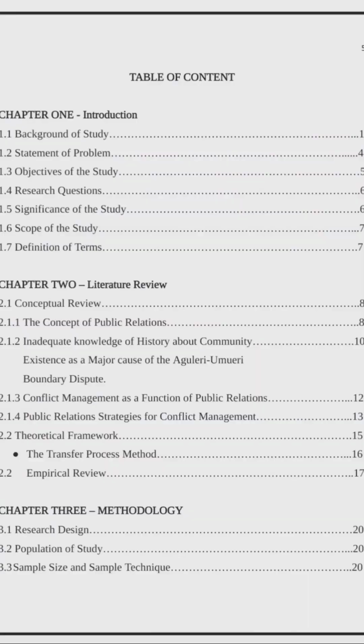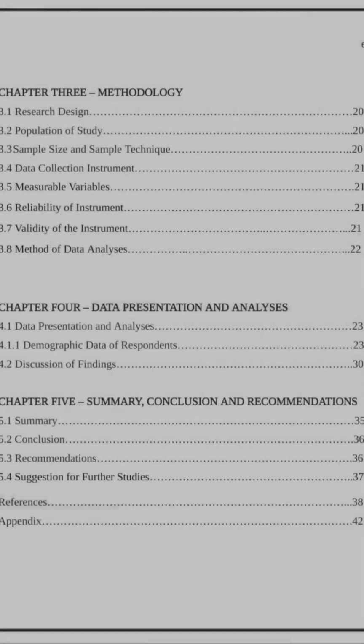So it is in this table of content that you will see the components that are in chapter 1, the components that are in chapter 2, the components that are in chapter 3, the components that are in chapter 4, and the components that are in chapter 5. All right. So it is in this table of contents that you will see every component and subtopic that is treated in that project work. I hope that made sense. Yes, it did.